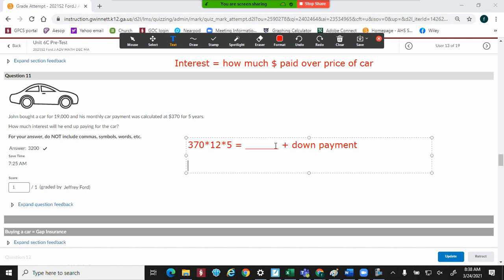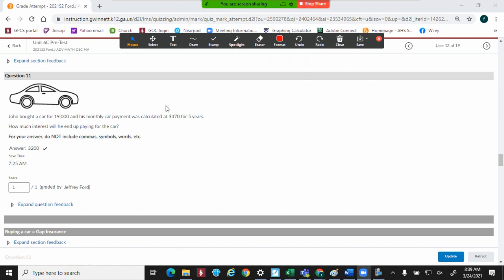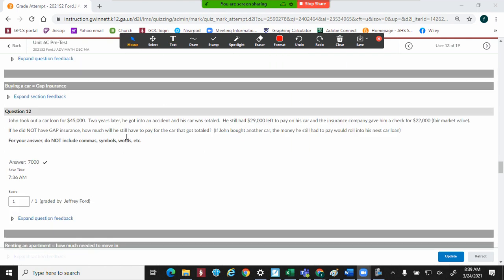So when we do everything, we get 22,200, but the car is worth 19,000, and so that means he ended up paying an additional 3,200 in interest. All right. So again, buying a car is very similar to buying a house. All right. Moving on.